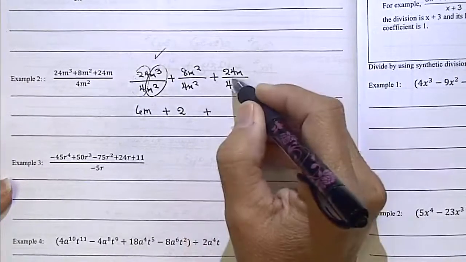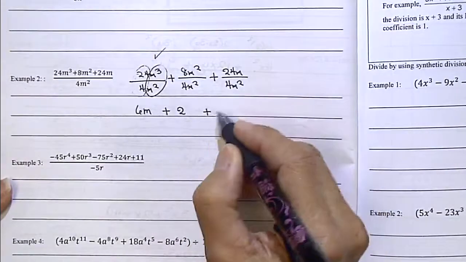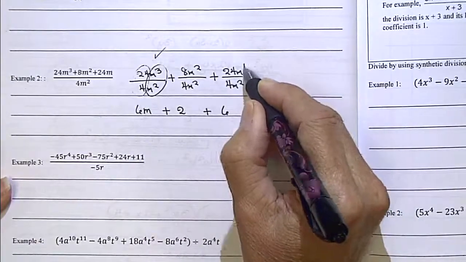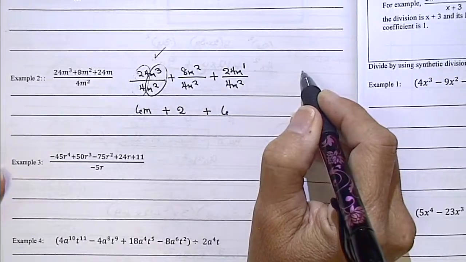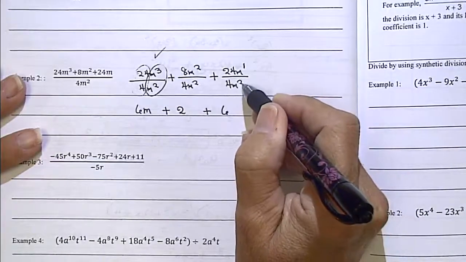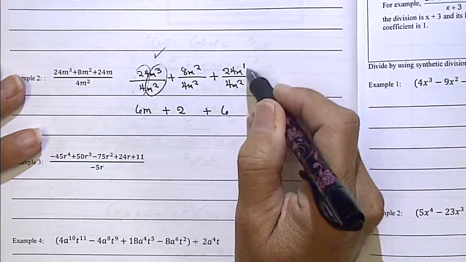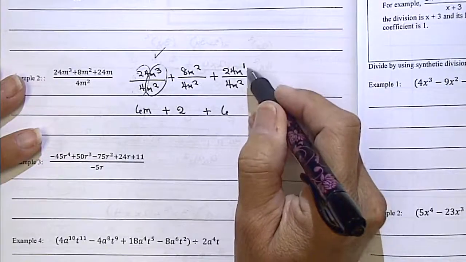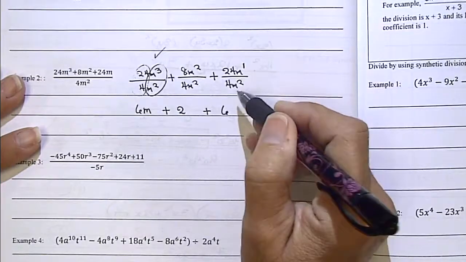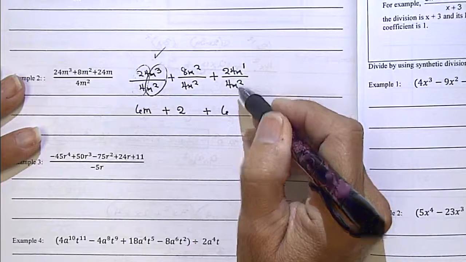And next, we've got another 24 divided by 4. And now we've got m to the power of 1 over m squared, and you can write the exponent of 1 in if you need to. I've got m squared in the bottom, I've got m to the power of 1. I'm going to once again subtract the exponents. I'm going to end up with just plain old m, or m to the power of 1, but this time I leave it in the denominator.